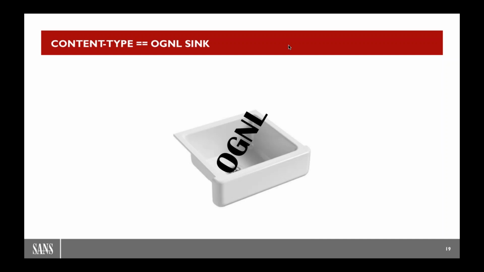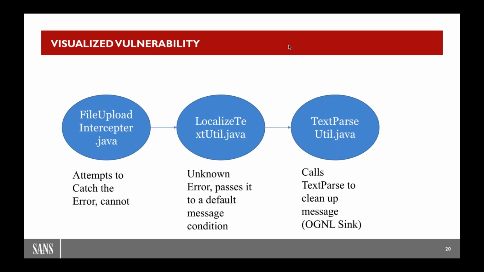It's an OGNL sink. It's a pretty fun sink, by the way. How does this look? Like, where can I find this in the code? Well, you have to start reading Java. The nice thing is you can. The source code is available. You can go on GitHub. You can start reading exactly what they did. But it looks like this.